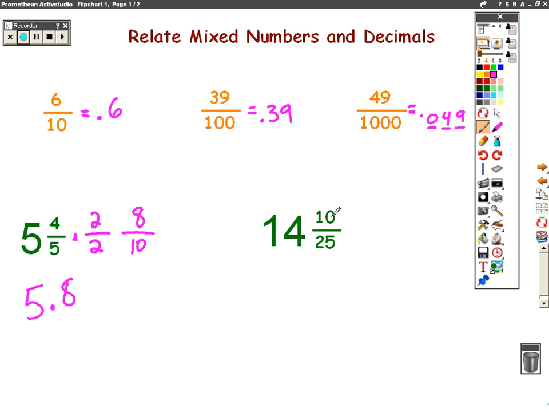Another example, 14 and 10/25ths. I ask myself, 25 times what equals 10? Well, 10 is less than 25, so that's not possible. So I'm going to say 25 times what equals 100. That ends up being 4. Again, I'm creating an equivalent fraction. So 10 times 4 is 40. So 40/100 would be written decimal point 40, and 14 wholes would just be 14 before your decimal point. So 14 and 10/25ths equals 14 and 40 hundredths.